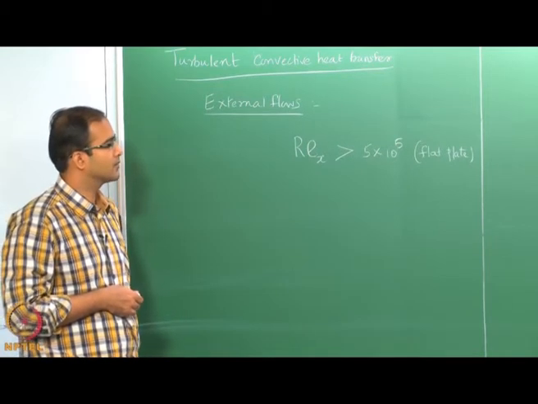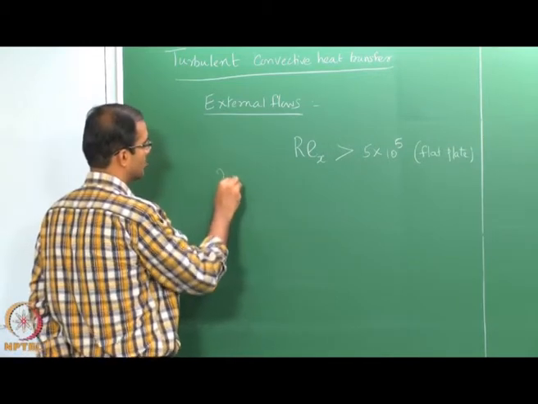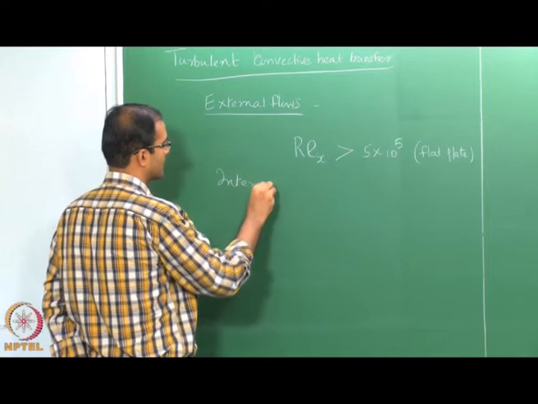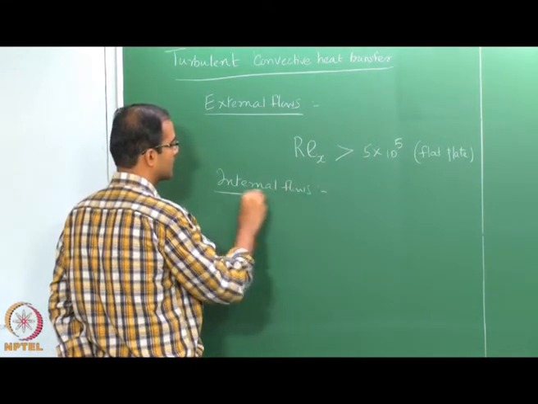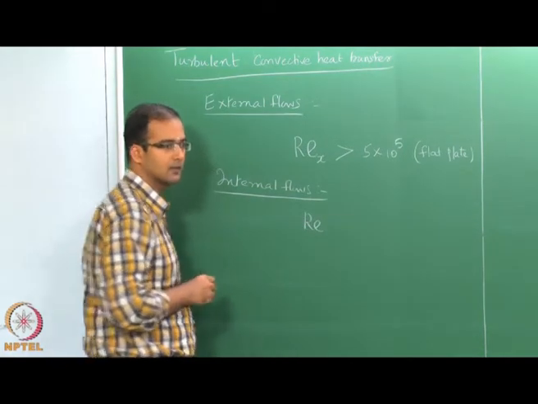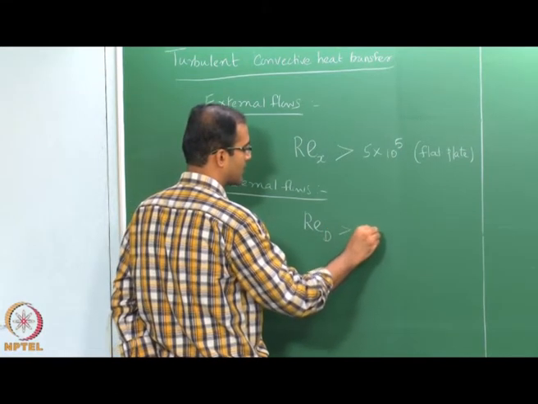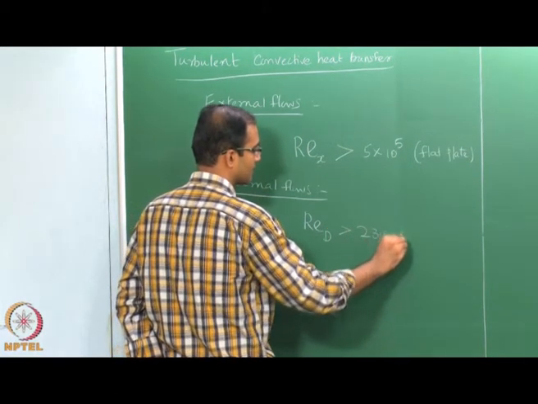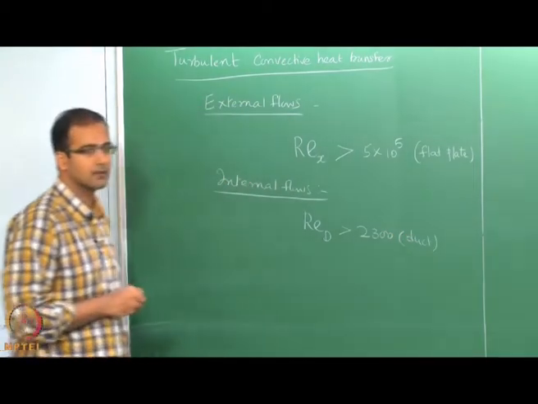Similarly, if you go to internal flows, let us say flow through a duct, we use the Reynolds number based on the diameter of the duct, and typically if this is greater than say 2300, the flow is said to be turbulent.